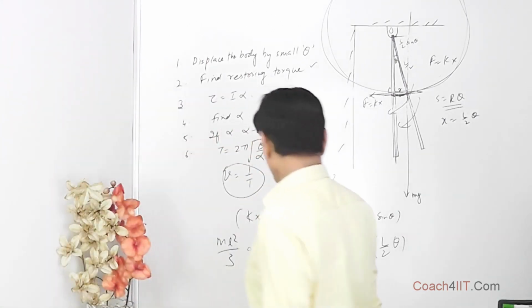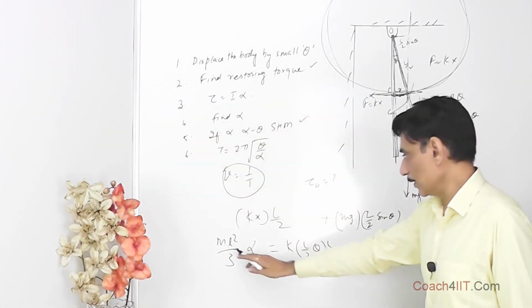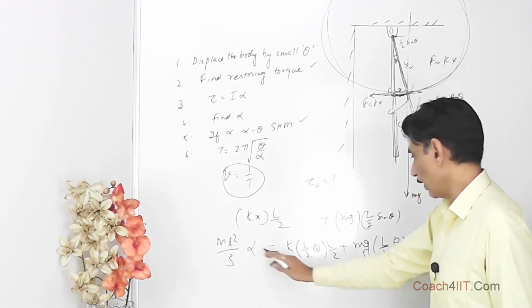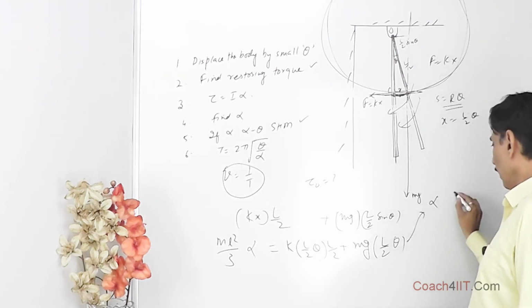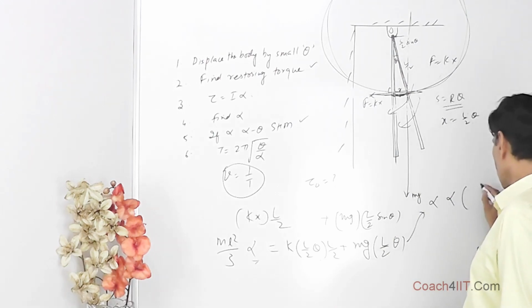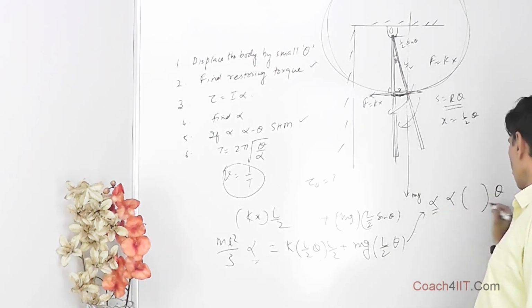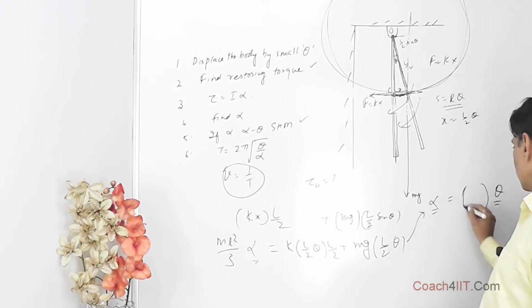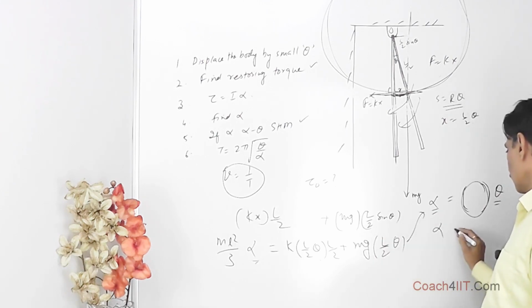Over here we find that everything else is constant, so we can take theta out from here. So alpha comes out to be something into theta. This is a constant term. You can rearrange it, so alpha comes out to be proportional to theta.